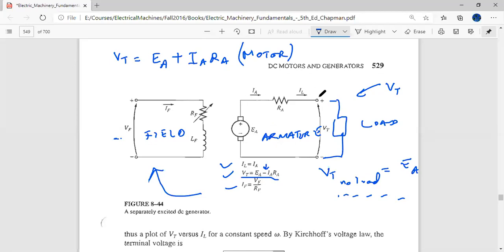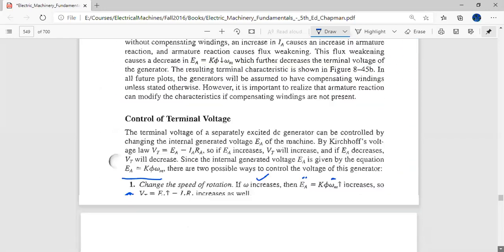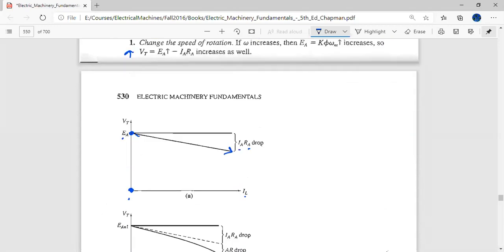The direction of the current is now reversed, because a motor extracts the current from the source, and over here the generator is supplying the current to the load. The field circuit is a different circuit. We can find the IF using this, and armature current and load current are the same. Similarly, when we look at the output characteristic, as the IL is increased, that means the load current is increased, the field circuit is independent of the load circuit.